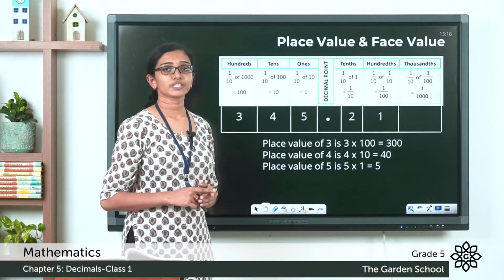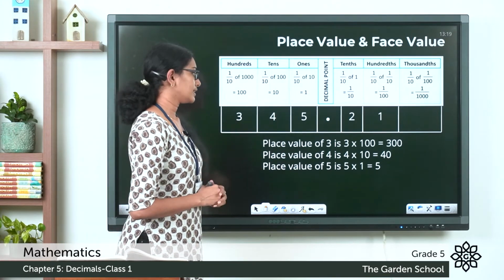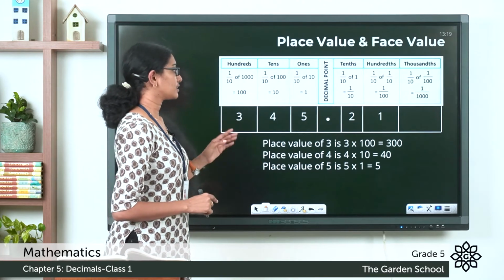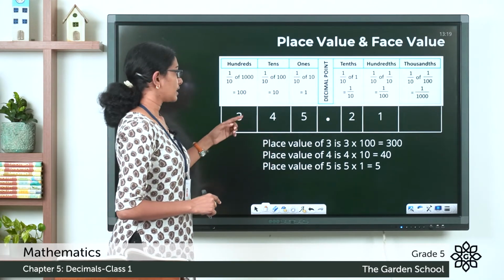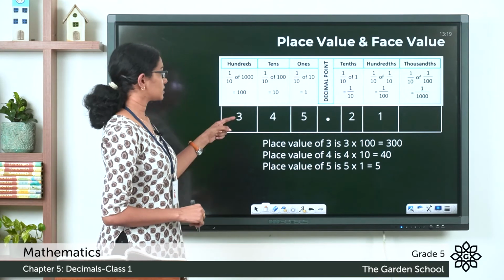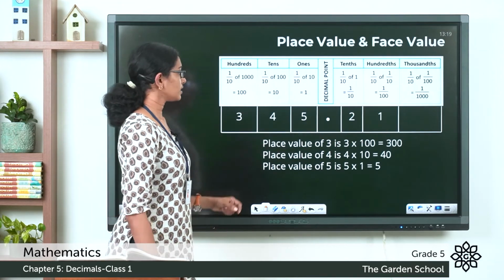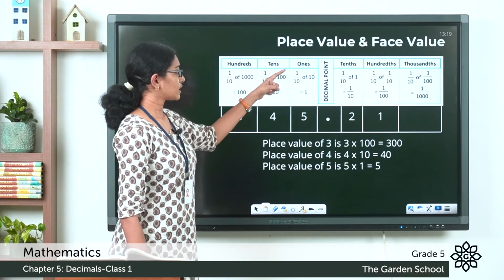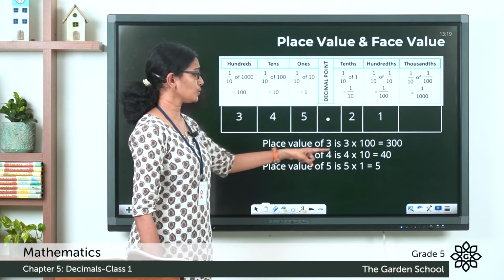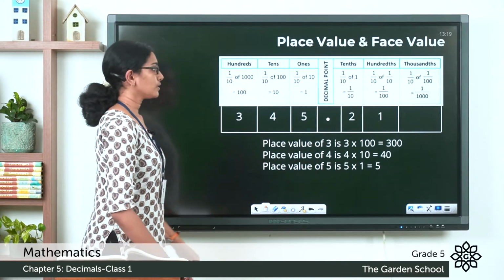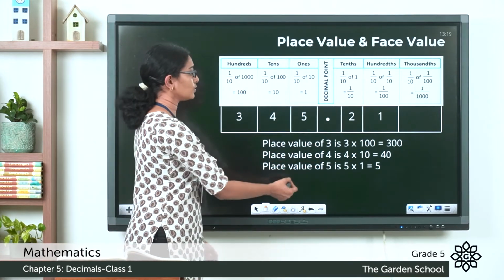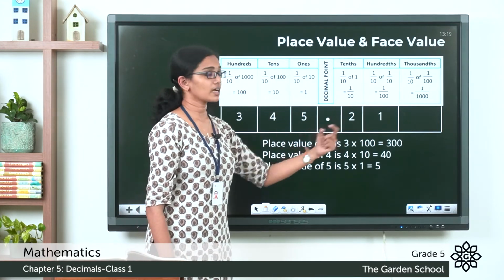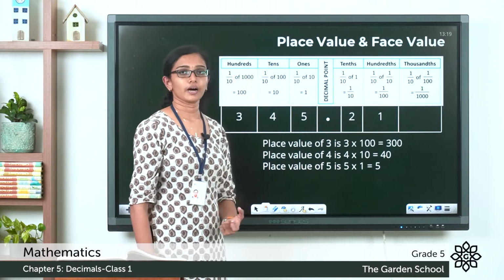Let's see the place value of the digits in this example. The place value of 3 here is 3 hundreds or 300. The place value of 4 is 4 tens or 40. The place value of 5 is equal to 5 ones or 5, and these are the place values of each digit in the whole number part. What about the place value of the digits in the decimal part? Let's see that.